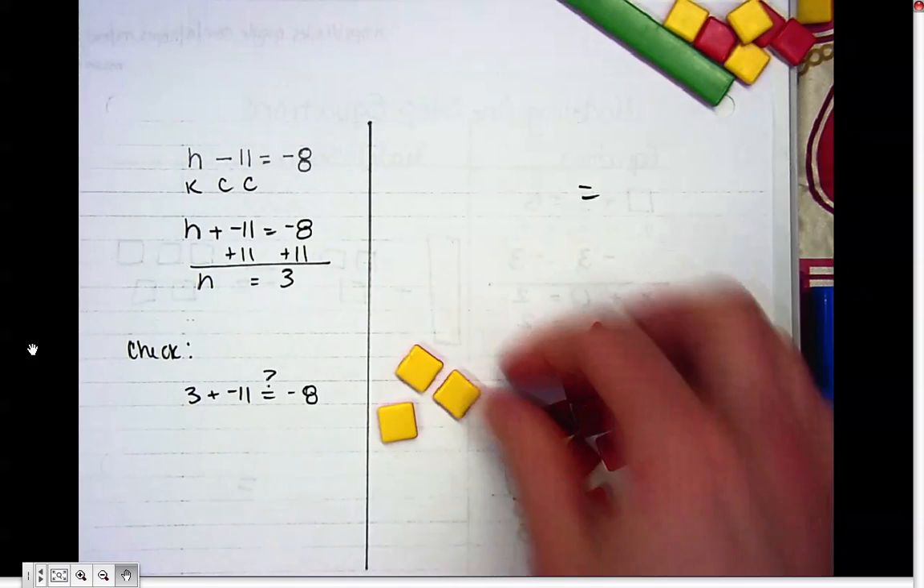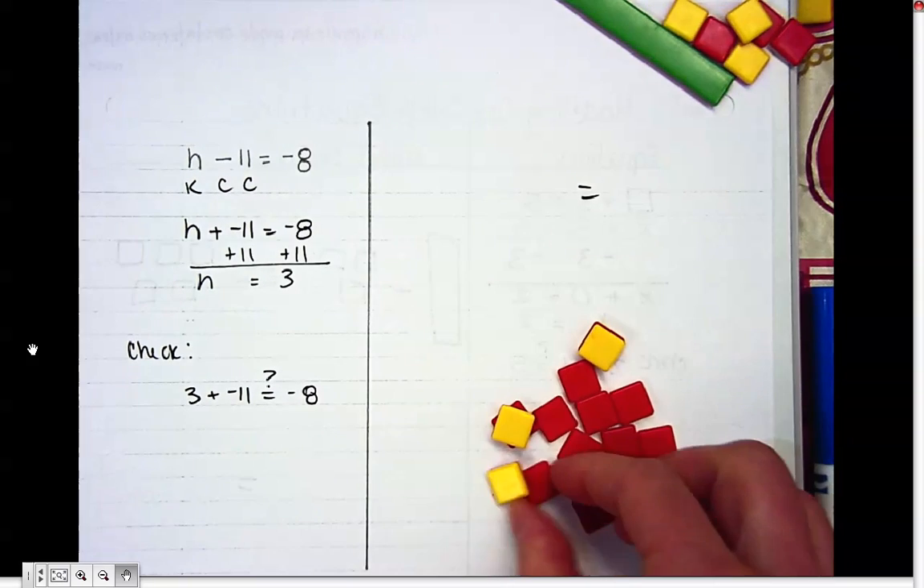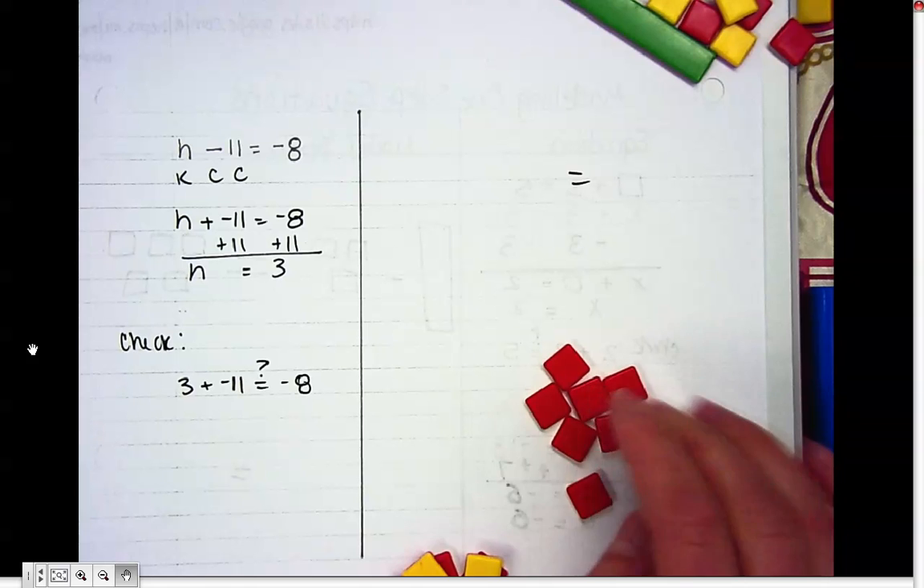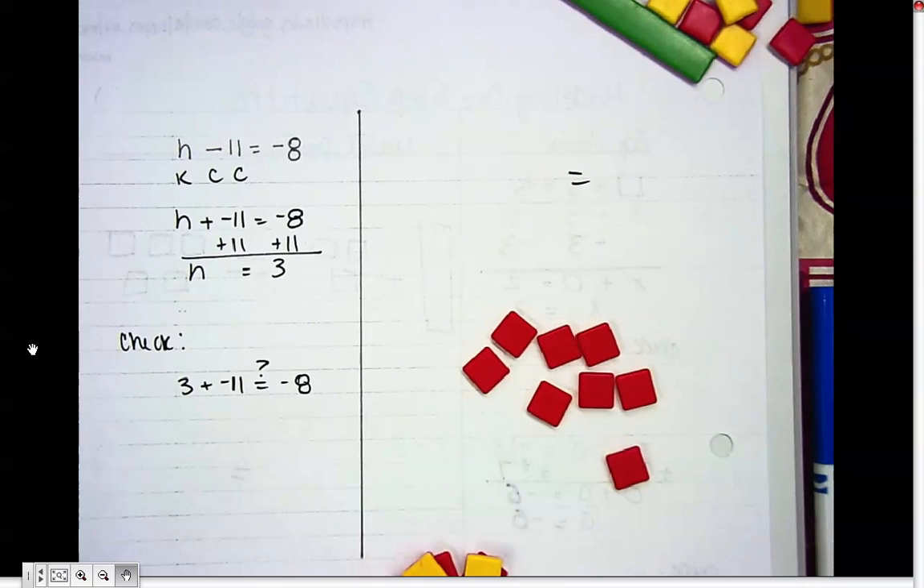I'm adding them together, so this makes 3 0 pairs. So those make 0, 0, 0, and I should have 8 negatives left. 1, 2, 3, 4, 5, 6, 7, 8. I have 8 negatives left. So yes, it does work.